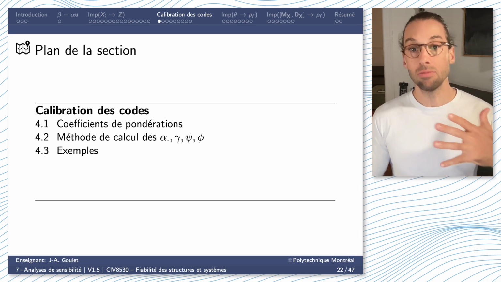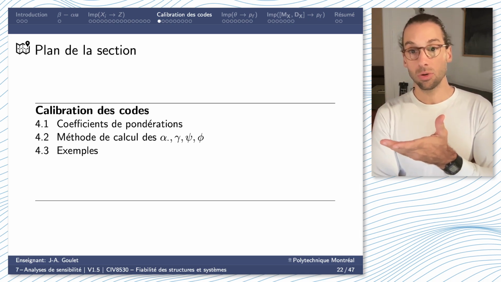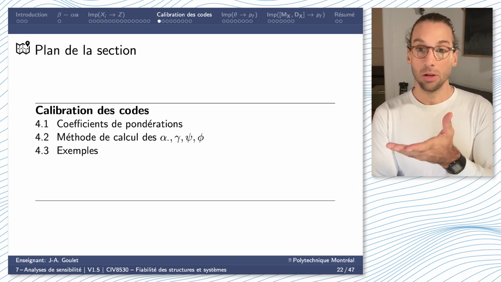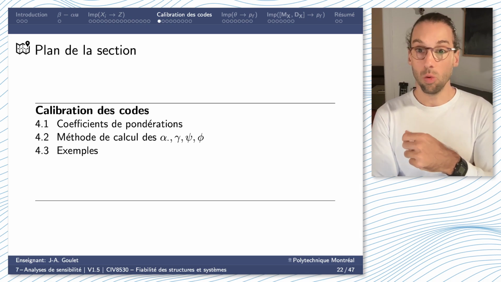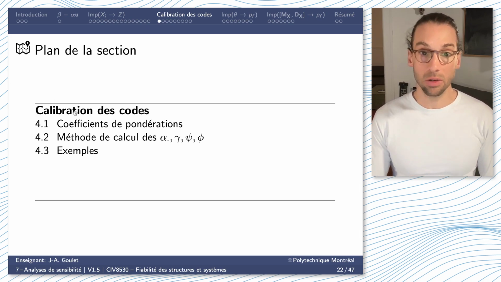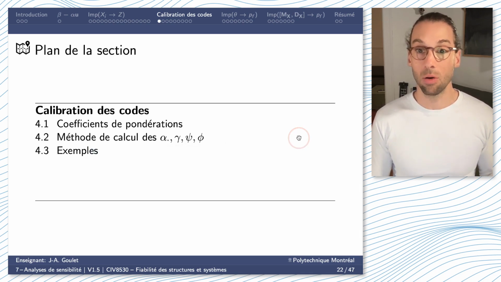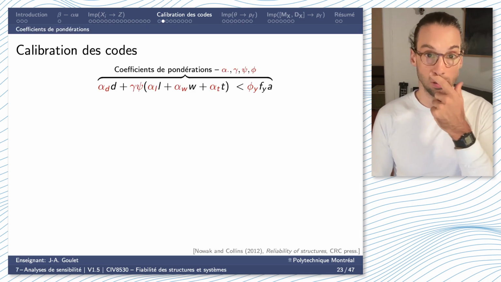Now let's look at how we can use these concepts in order to calibrate the coefficients that we have in our design codes. So what is the origin of these design codes? How can we compute them? And how can we look at an applied example of how these factors are determined?